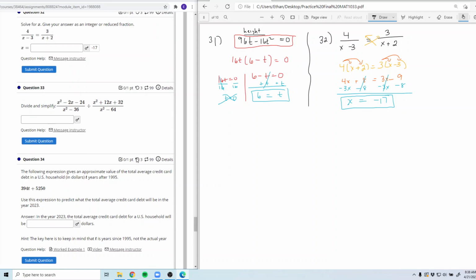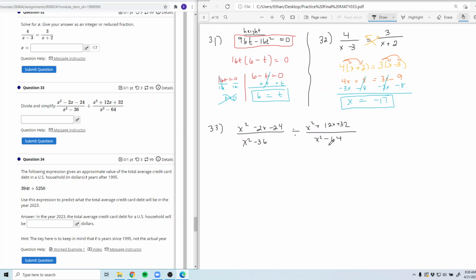Number 33. Number 33 looks like a complicated one. We want to divide and simplify this expression. We have x squared minus 2x minus 24 over x squared minus 36 divided by x squared plus 12x plus 32 over x squared minus 64.